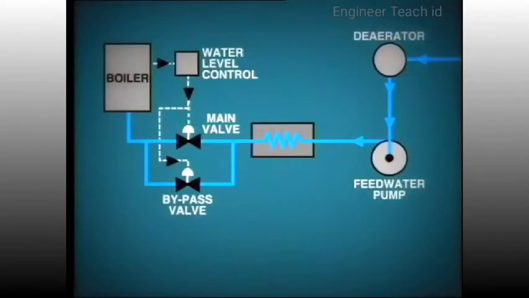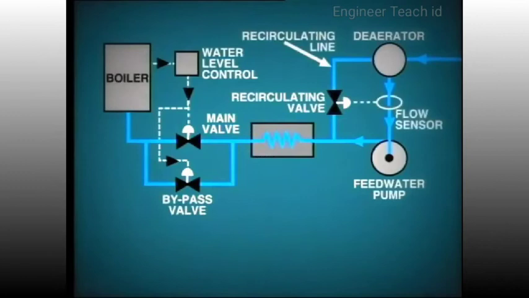In order to prevent this problem, a recirculating line is fitted to the pump discharge. In the event that the feedwater flow through the pump falls below a preset minimum, the recirculating valve opens automatically and passes water directly back to the de-aerator, thus maintaining the pump in a safe operating condition.